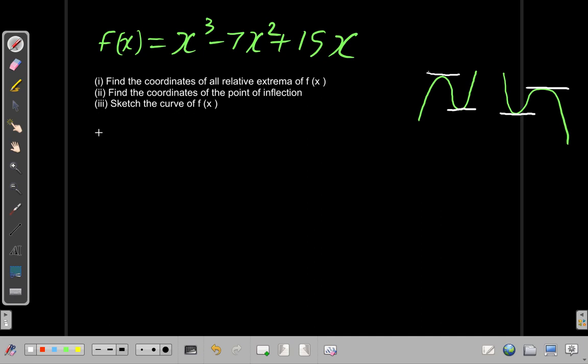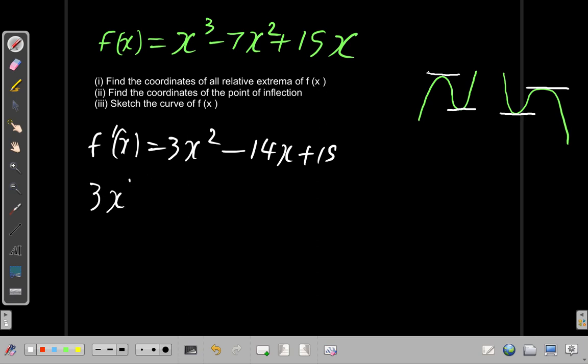So let's differentiate this. F prime x equals 3x squared minus 14x plus 15. Okay, good. Now let's equate this to 0 and solve it. 3x squared minus 14x plus 15 equals 0. This is a quadratic equation, so let us use the quadratic formula to solve it.